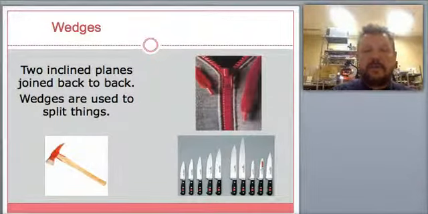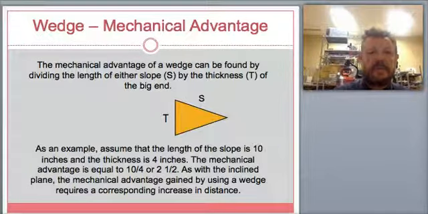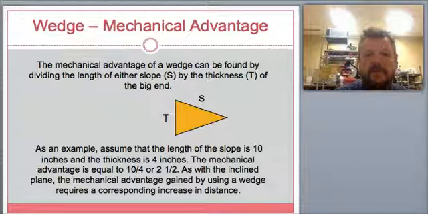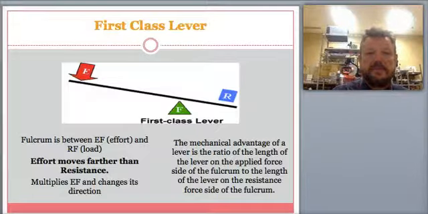Wedges are 2 inclined planes joined back to back. Wedges are used to split things. Mechanical advantage of a wedge can be found by dividing the length of either slope by the thickness of the big end. As an example, assume the length of the slope is 10 inches and the thickness is 4 inches. The mechanical advantage is equal to 10 divided by 4, or 2.5. As with the inclined plane, the mechanical advantage gained by using a wedge requires a corresponding increase in the distance.